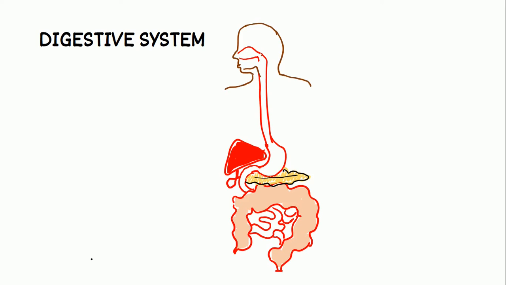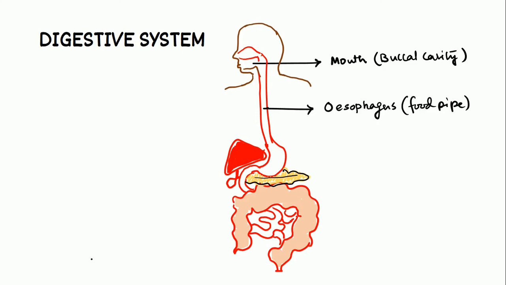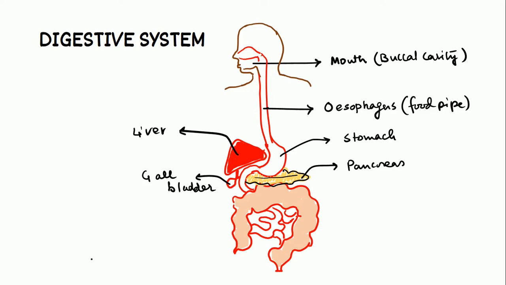Now comes the digestive system. If I look at the rough diagram, this is the human digestive system. There are many parts present in the digestive system. The first is the mouth or the buccal cavity, from which we take our food. Next is the food pipe, the esophagus. Next comes the stomach, then the liver, then the pancreas, then the gallbladder. The gallbladder is basically present with the liver only, because the liver secretes a specific substance which gets stored in the gallbladder. We will study about that in the later part.